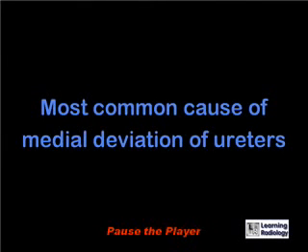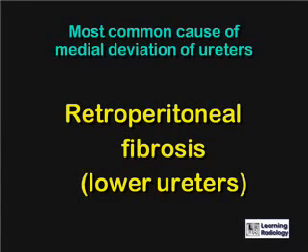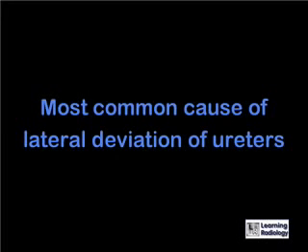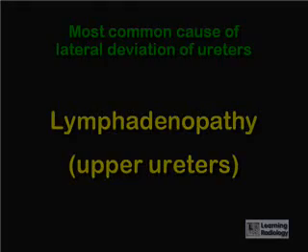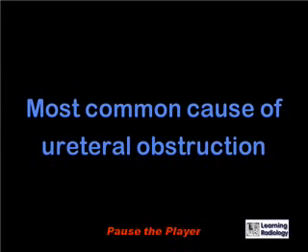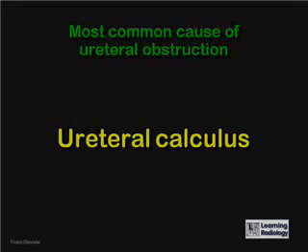What is the most common cause of medial deviation of the ureters? Retroperitoneal fibrosis, especially the lower ureters. What is the most common cause of lateral deviation of the ureters? Lymphadenopathy, especially the upper ureters. What is the most common cause of ureteral obstruction? A ureteral calculus.